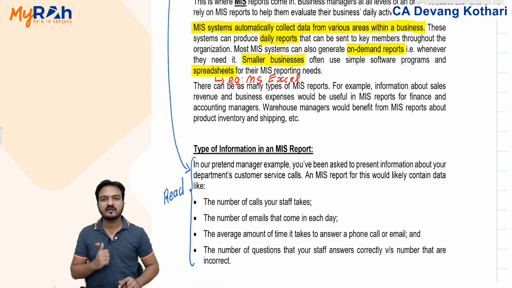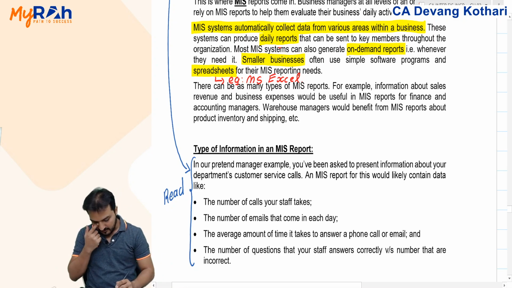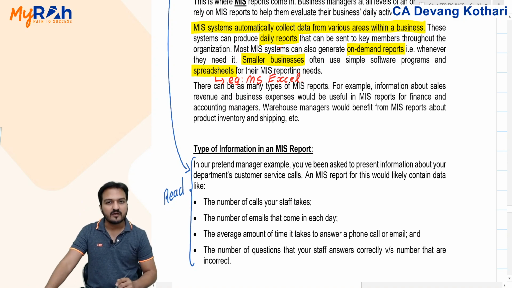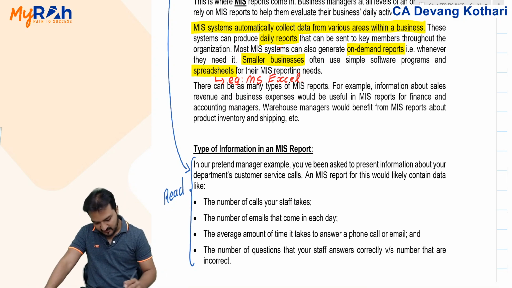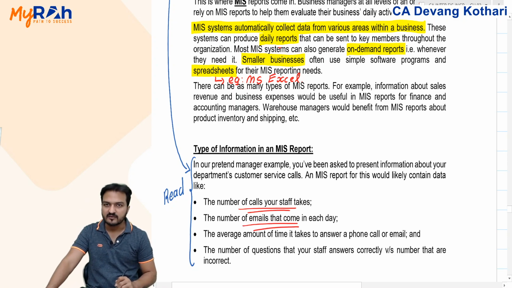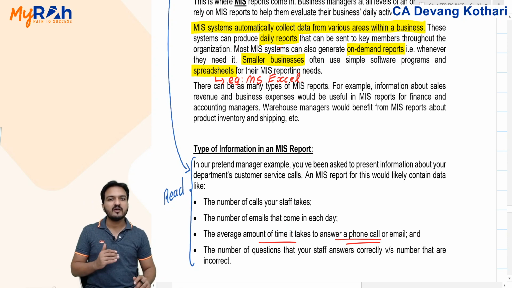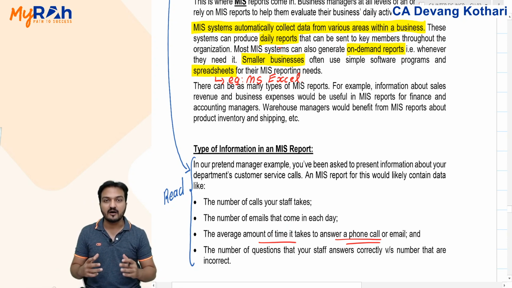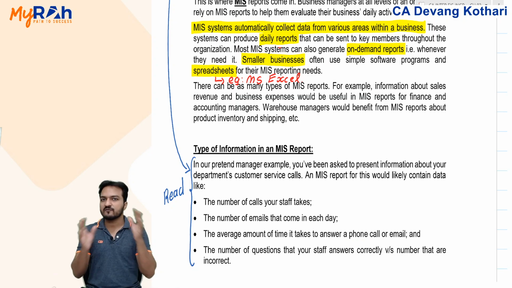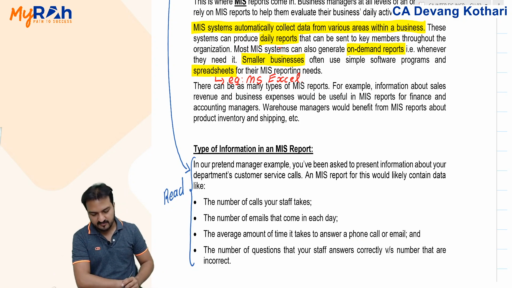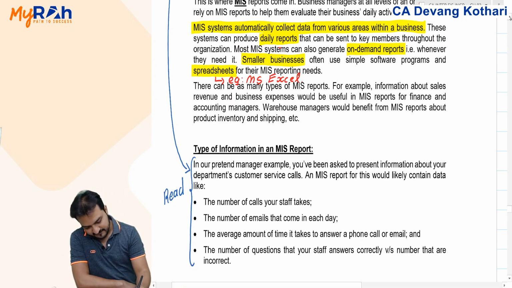MIS software can give you reports like, in the case of a call center business, the number of calls your staff takes in a day. It gives you reports like the number of emails that come in every day. It gives you reports like how much time it takes to answer the phone call and all. In short, MIS gives you reports regarding a variety of things in your business. These are the software called MIS.